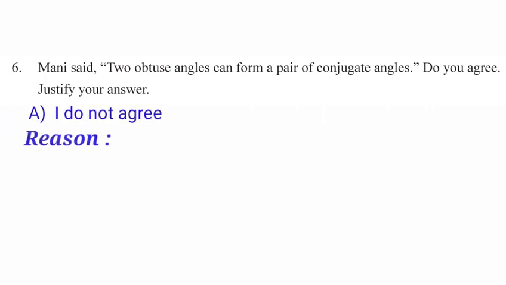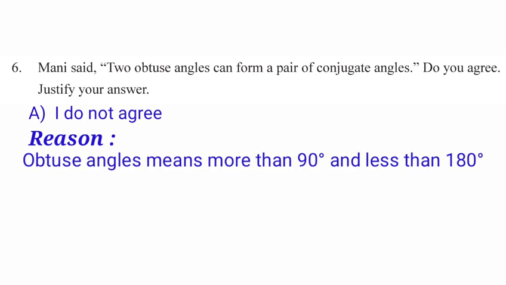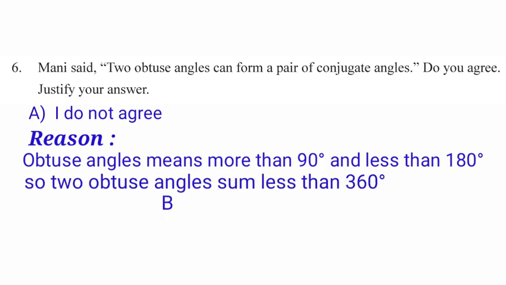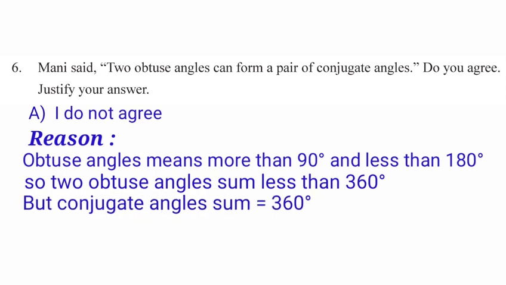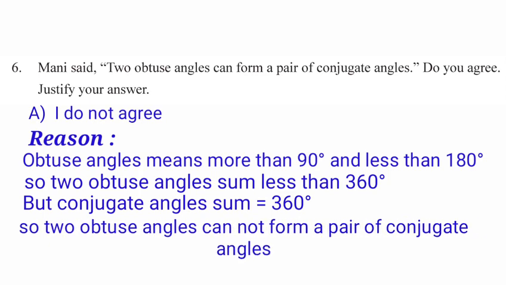So reason, obtuse angles means more than 90 degrees and less than 180 degrees. So two obtuse angles sum is less than 360 degrees, but the conjugate angles sum is equal to 360 degrees. So two obtuse angles cannot form a pair of conjugate angles.